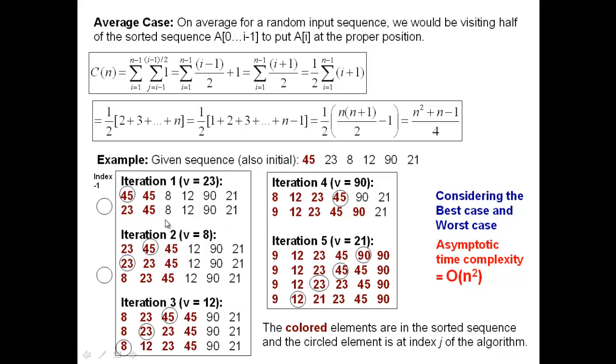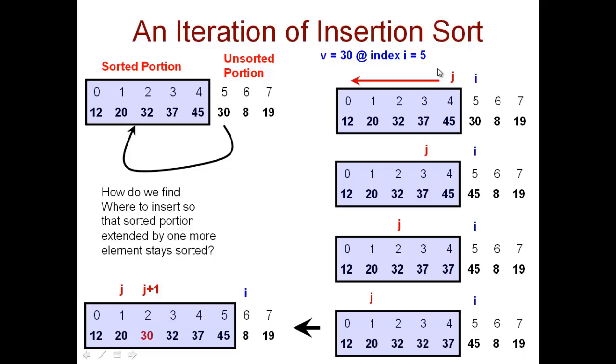Iteration 2, the value of I is the first element in the unsorted portion, that is element 8. Similarly, iteration 3, the value of I, which is index I, and the element there is the first element in the unsorted portion, which is 12. So I am capturing that value at index I, which is the first element in the unsorted portion, in a temporary variable, say v. And you will see soon why we need to store that value of the first element in the unsorted portion in a temporary variable.